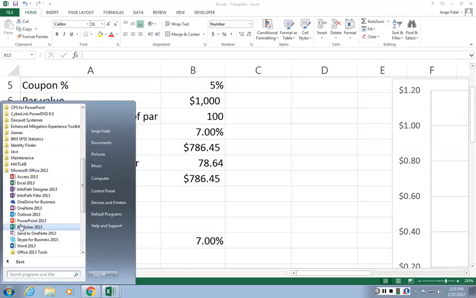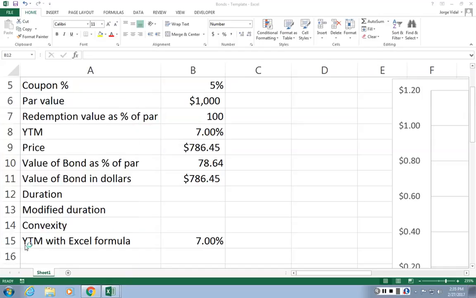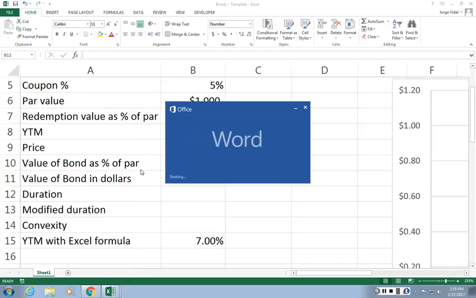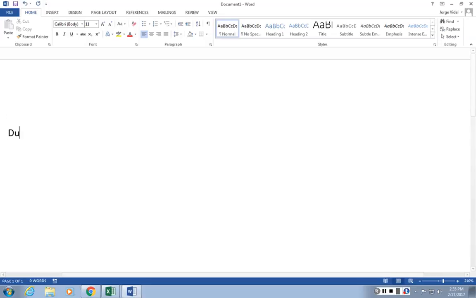Anybody? What is duration? How do you know if a bond is risky or not when you buy that bond?